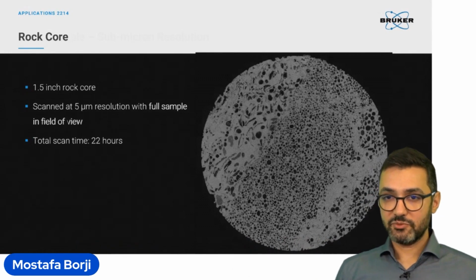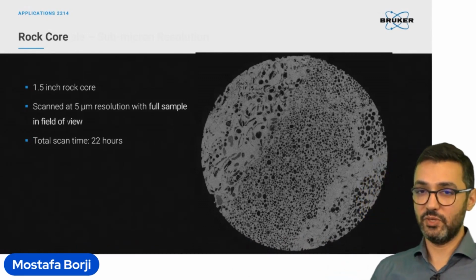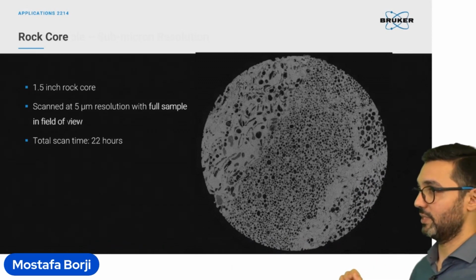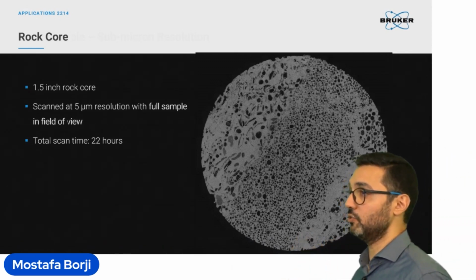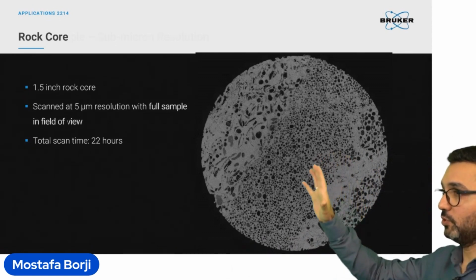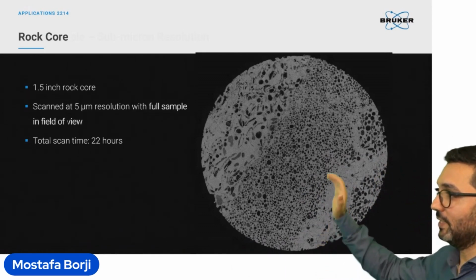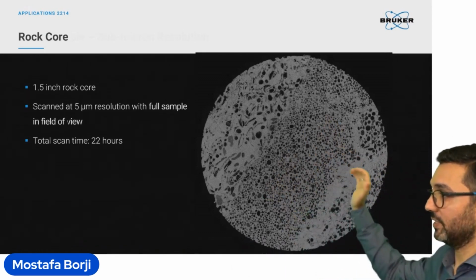So sometimes for heterogeneity investigation purposes, we can go to larger samples. For example, here we have a 1.5-inch rock core. When we scan these at around 5 micron resolution, we do see a kind of layering in this sample.